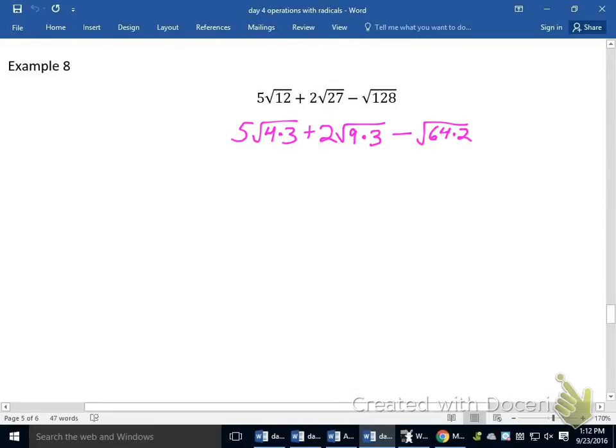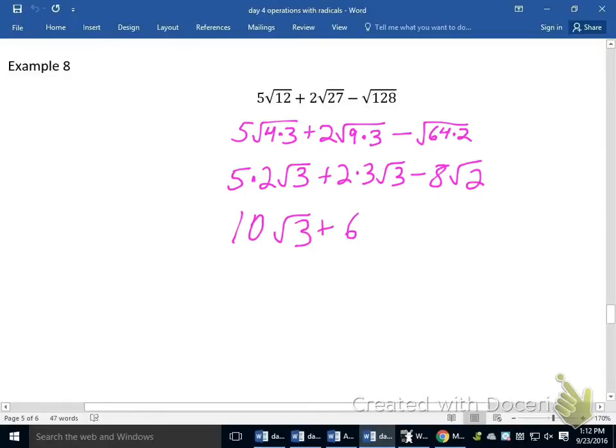Now let's simplify each of these by taking the roots that we can. So the root of 4 is 2. So I've got 5 times 2 times the root of 3 plus. Right here I've got the square root of 9 is 3, so 2 times 3 times the square root of 3 minus the square root of 64 is 8, so 8 times the square root of 2. I'm simplifying this down now to 10 root 3 plus 6 root 3 minus 8 root 2.